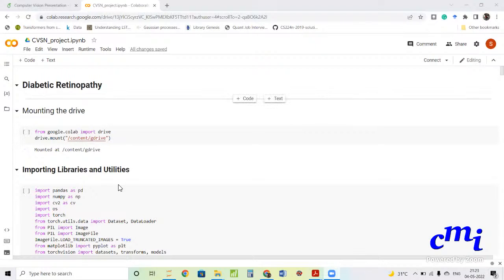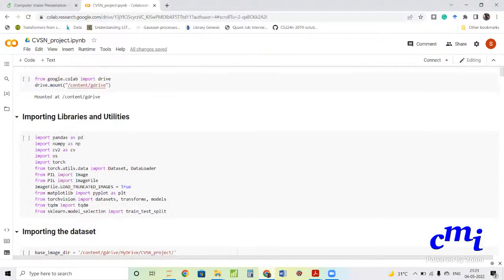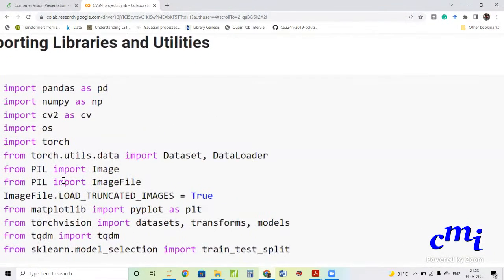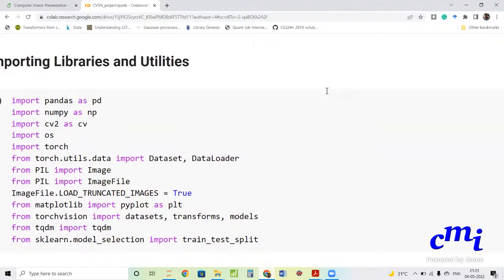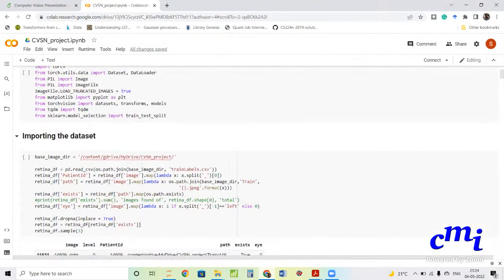So we start with importing the libraries and utilities. We have used Python. Can you zoom in slightly because it's very tiny? Yeah, sure. Yeah, that's better. So we have used the PyTorch backend for this project. Along with that, we have used computer vision packages like OpenCV for performing various preprocessing tasks.